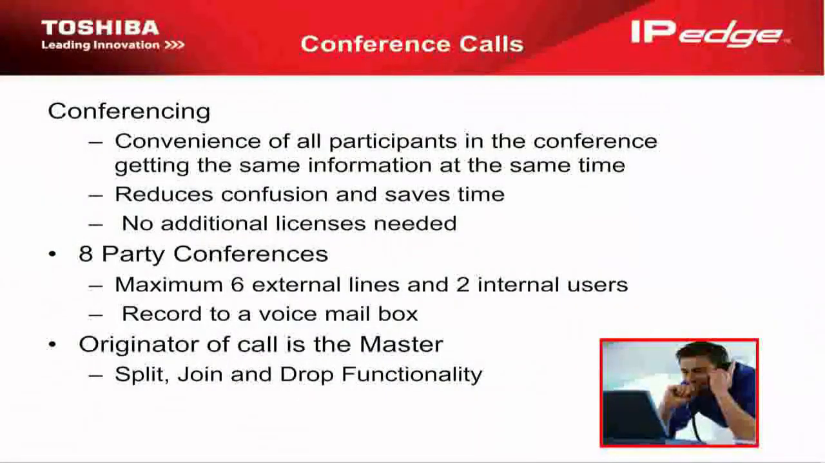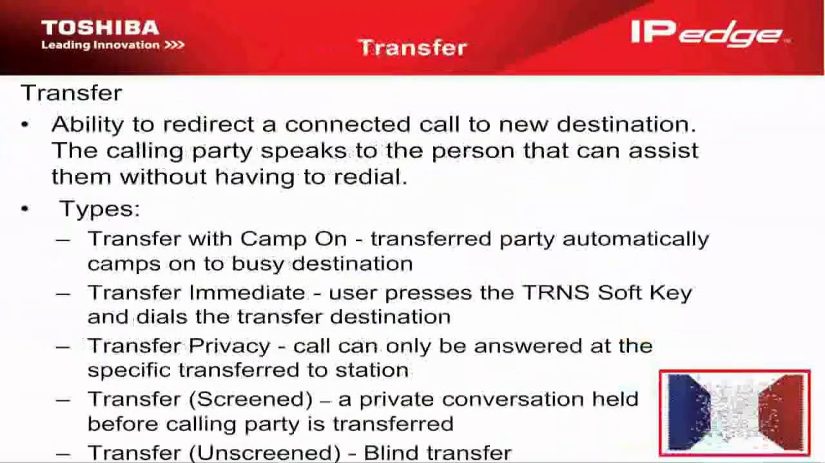Split, join, and drop enable the conference master to add or join other phones to a conference. The conference master and another member of the conference can leave or split the conference for a private conversation. During this time, other conference members remain connected, and the conference master can then join both of the split callers back to the conference, or the master can drop or disconnect the split member he or she is connected to.